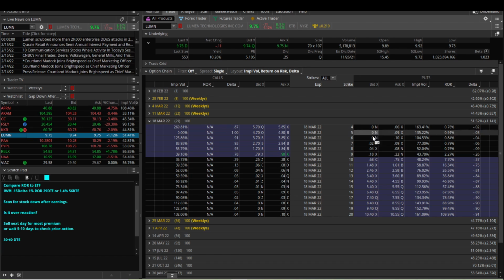So this stock is almost too cheap to trade. You could go with the 26 delta here, but I would really like to give myself more room.